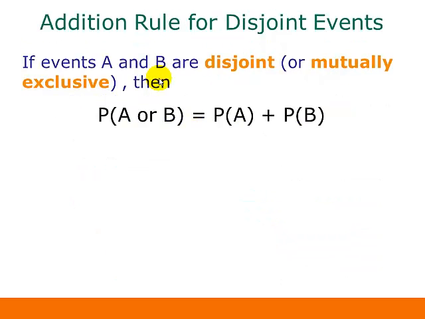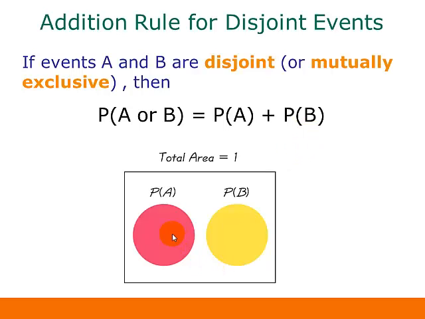So the addition rule for disjoint events says that if events A and B are disjoint or mutually exclusive, then the probability of one or the other happening is just the probability of one plus the probability of the other. Since they're completely separate, we can just take the two probabilities and add them together. So again, here's our picture. We're just taking the probability of A and the probability of B and adding them both.